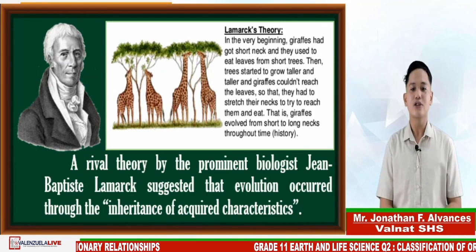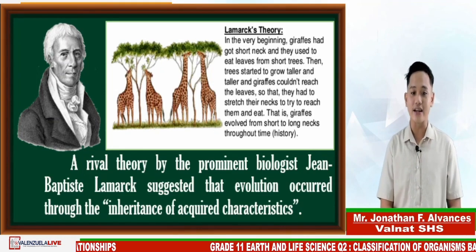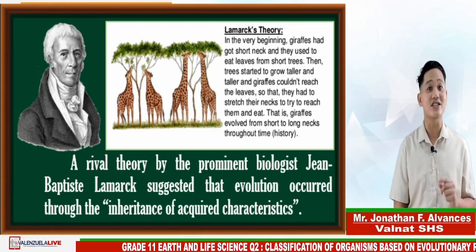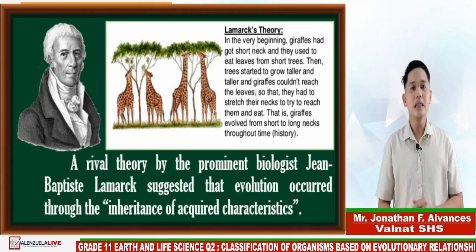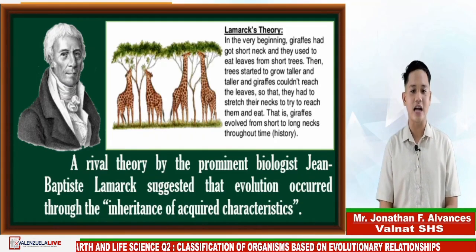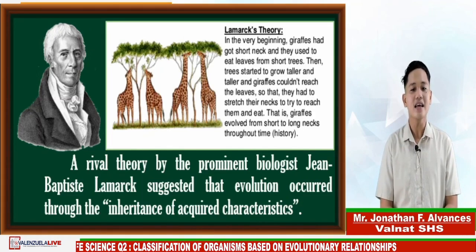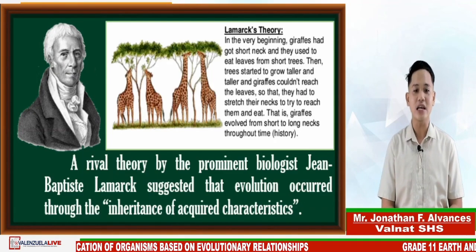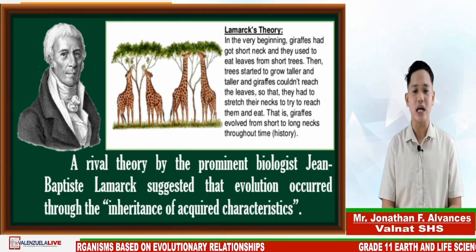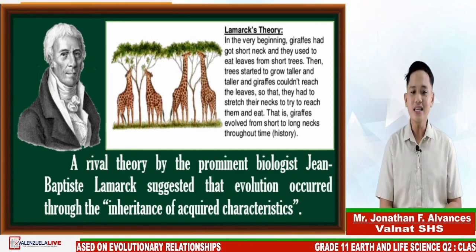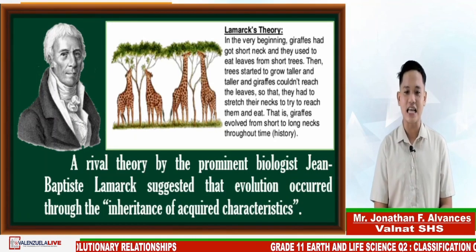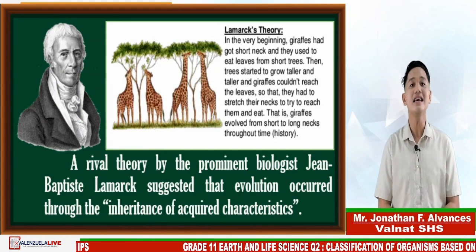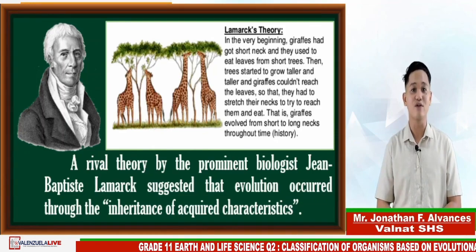According to him, changes that individuals acquired during their lives were passed on to their offspring. Let's take the giraffes as an example. Lamarck proposed that ancestral giraffes with short necks tended to stretch their necks to feed on tree leaves, and kept on stretching their necks in order to reach the leaves on taller trees. This acquired characteristic of the extension of the neck was passed on to subsequent generations, leading to the long-necked giraffe that we have known today.